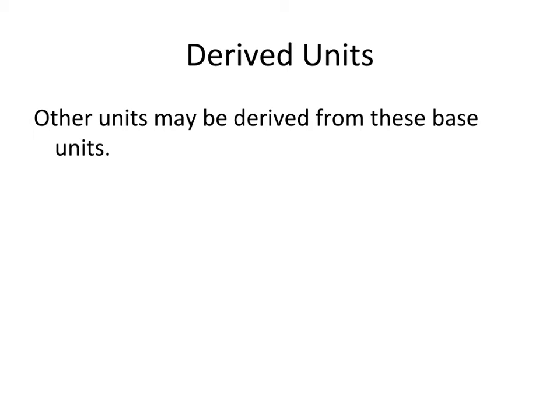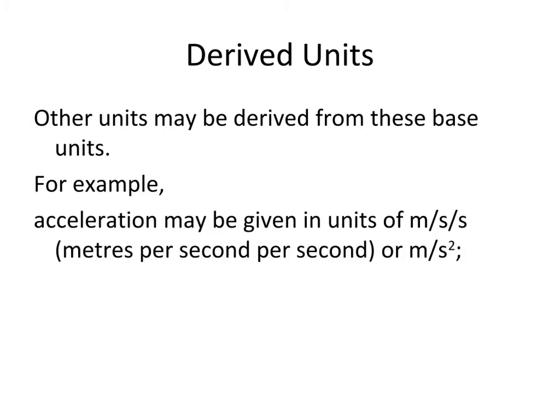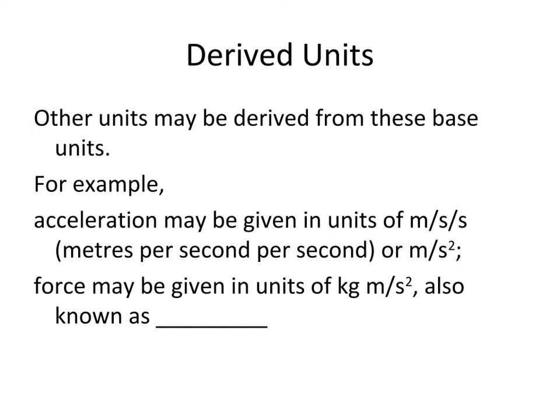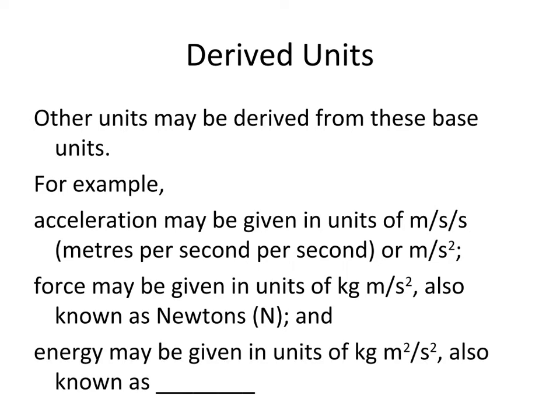We can also derive units from these base units. For acceleration, we use units of meters per second squared. So we use the base units meters and seconds. For force, we use kilogram meters per second squared, but those are also called newtons, which is much more convenient. It's easier to write newtons, or capital N, than it is to keep saying kilogram meters per second squared for something we use a lot. For energy, we use kilogram meters squared per second squared, also known as joules.